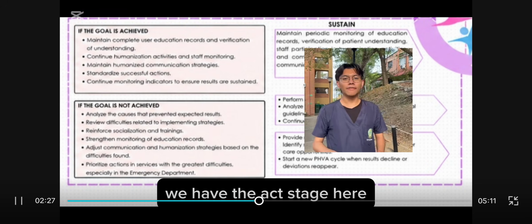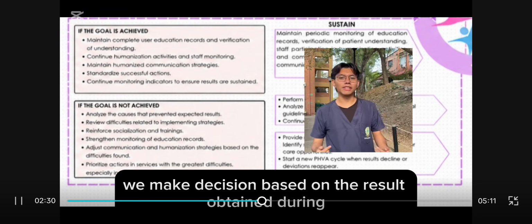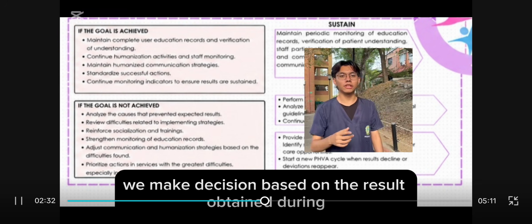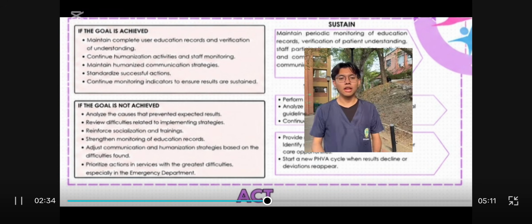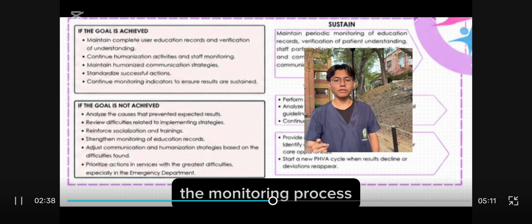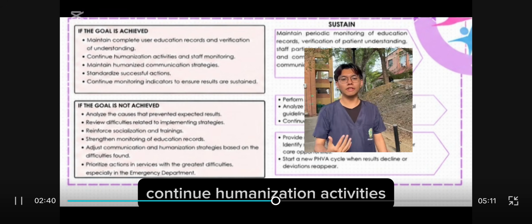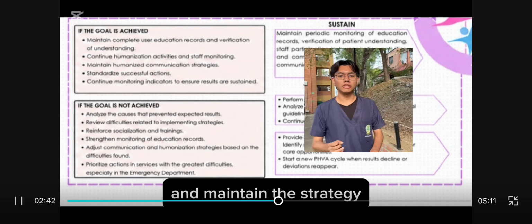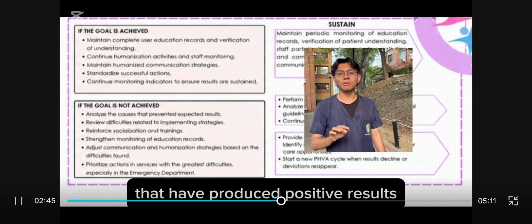Act. We have the act stage. Here we make decisions based on the results obtained during the check stage. If the target is achieved, we maintain the monitoring process, continue humanization activities, and maintain the strategies that have produced positive results.